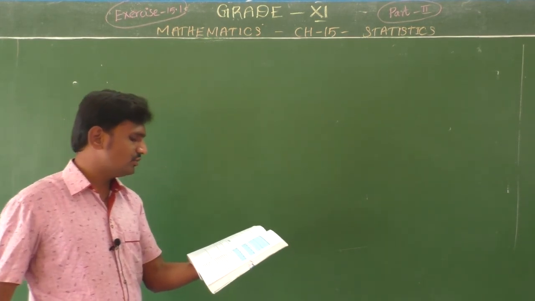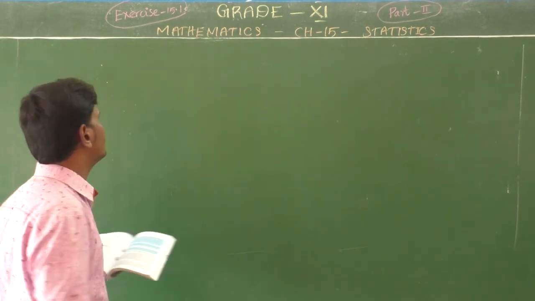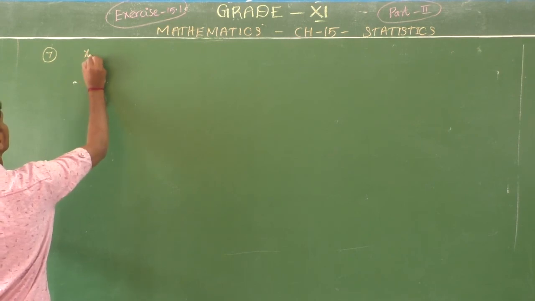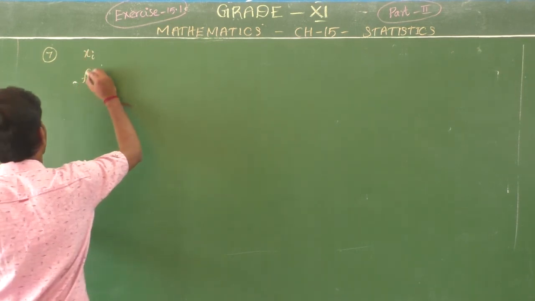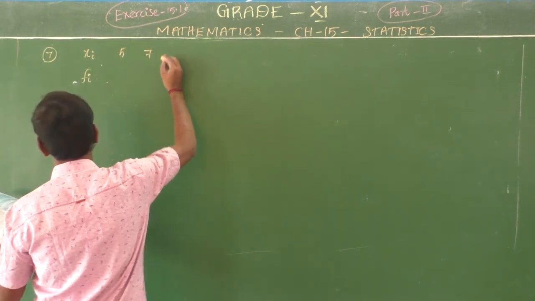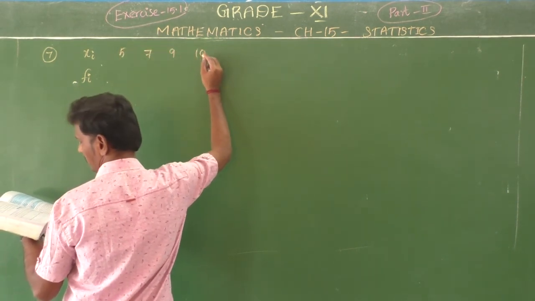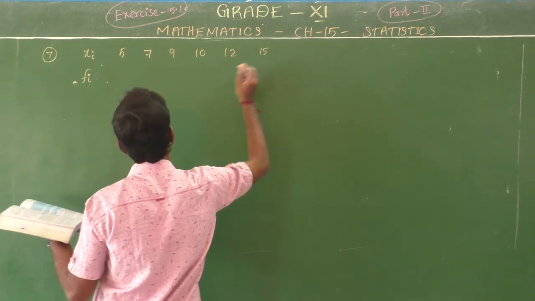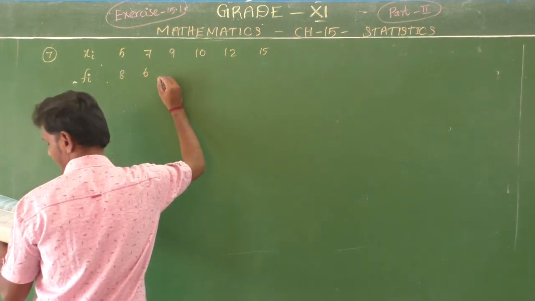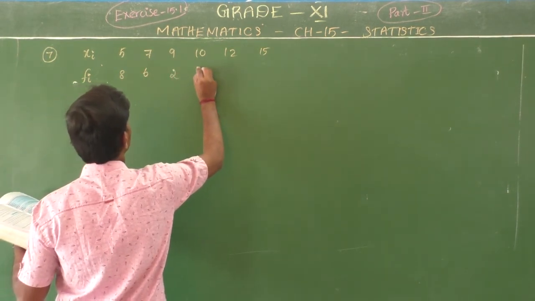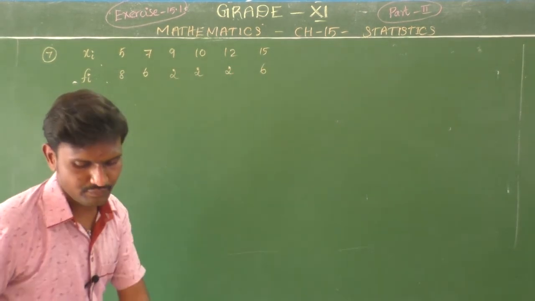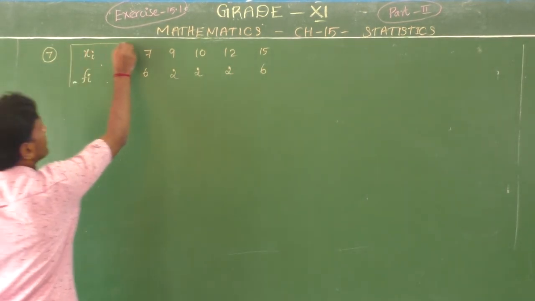Now I am going to teach you the 7th question. Yes, now listen to the question, students. The values xi and fi are given. xi are 5, 7, 9, 10, 12, 15. Then fi are 8, 6, 2, 2, 2, 6. So this is your table.